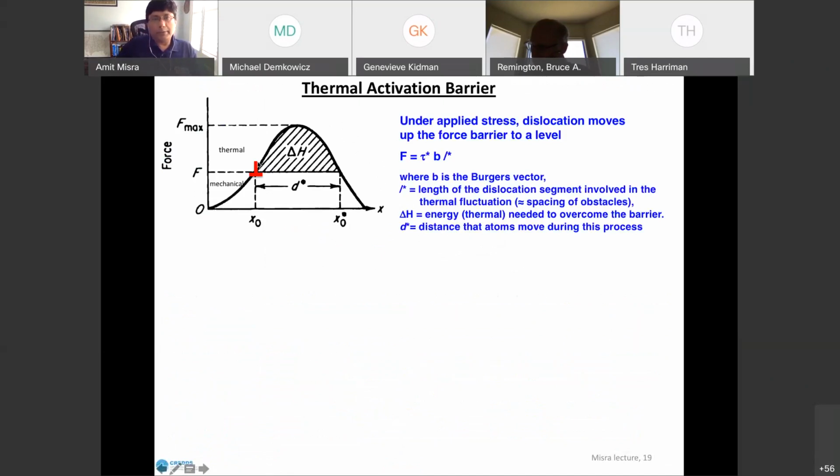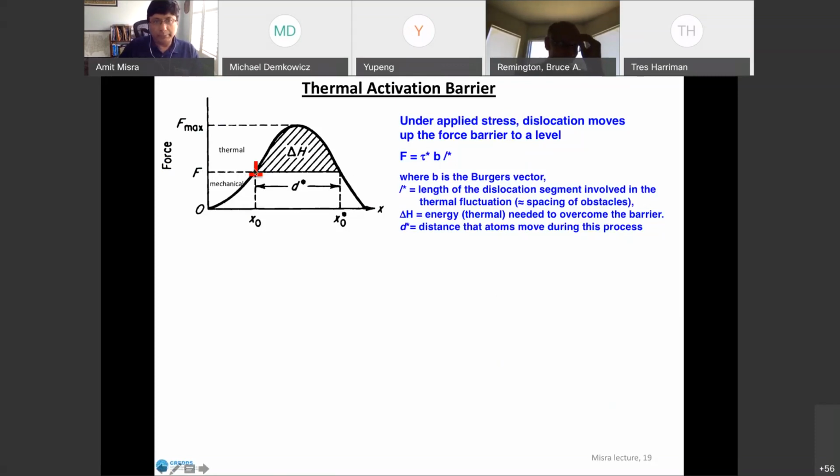Say you have a glide dislocation that is moving under applied stress tau star. The Burgers vector is B, so it has a force tau star B. And if it encounters obstacles with spacing L star, then the net force that's moving the dislocation forward in this direction X is tau star B L star, and that brings it up to this level on this barrier, up to the level F that is shown here.